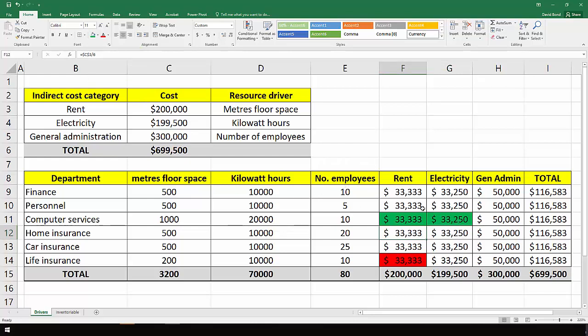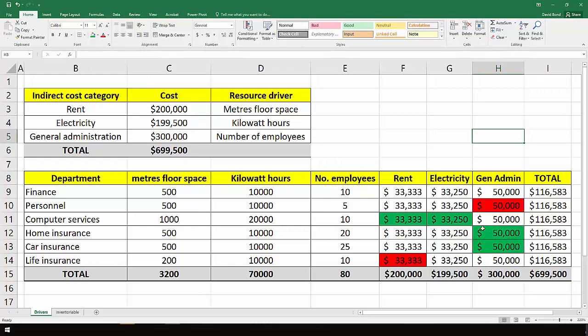When it comes to number of employees, personnel have the smallest number. They should be fairly unhappy with that situation because they're paying $50,000 in general administration, and yet they've got half the number of employees of most of the divisions and substantially less than both home insurance and car insurance. So both of these departments should be feeling pretty happy about things.